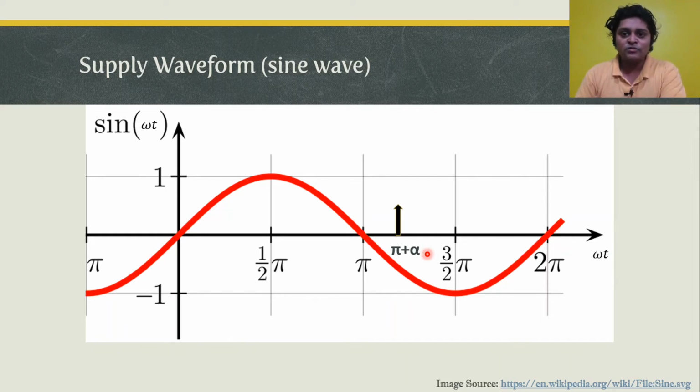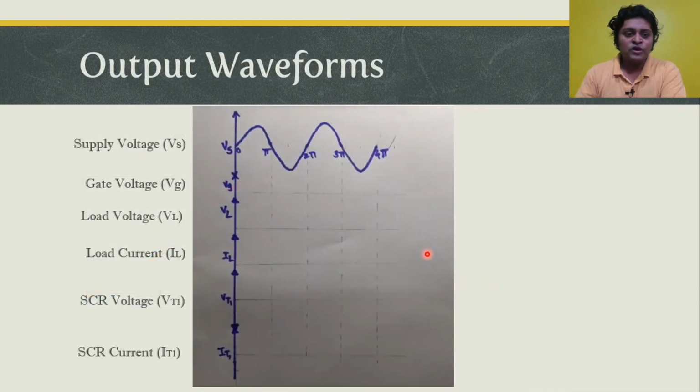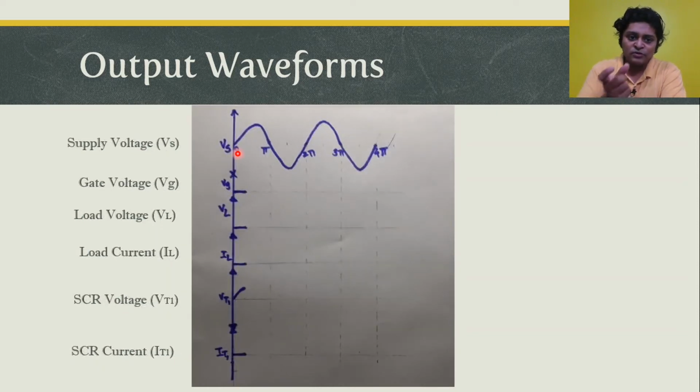Now let's start with the output waveforms. We are going to draw the supply voltage waveform, the gate voltage waveform, load voltage, load current, voltage across the SCR and current flowing through the SCR. So let's start with the waveforms. Let's say we are drawing for a sinusoidal wave, considering the half cycle. Let's start with the positive half cycle and understand the working on the basis of waveforms as well. As we know, the first positive half cycle is applied.